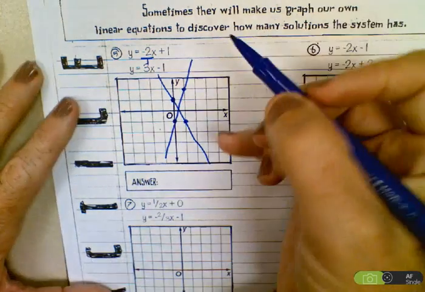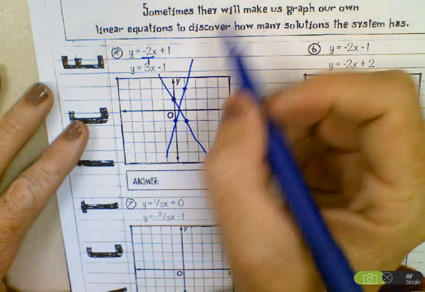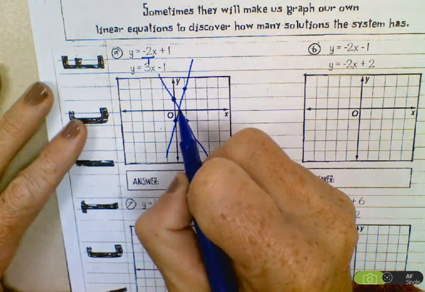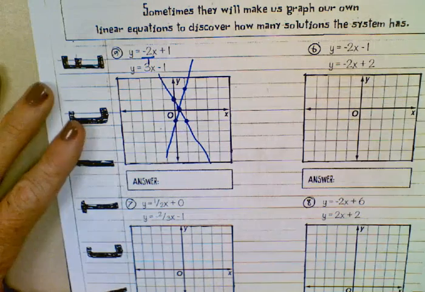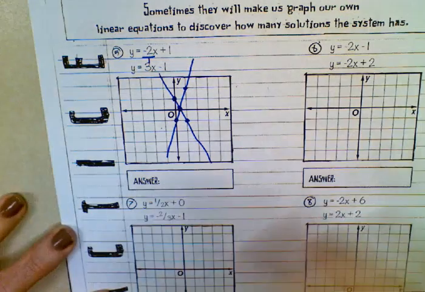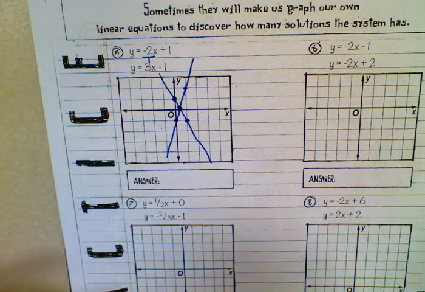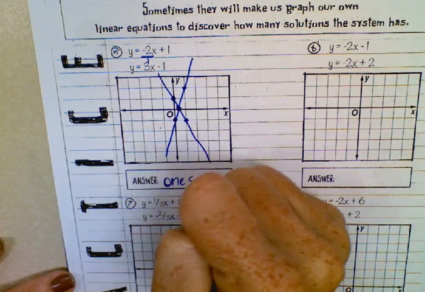Okay. So I will see that I do have one solution. We're just determining how many solutions our systems have at this point. We're not even figuring out exactly what they are, just how many they have. So this has one solution.